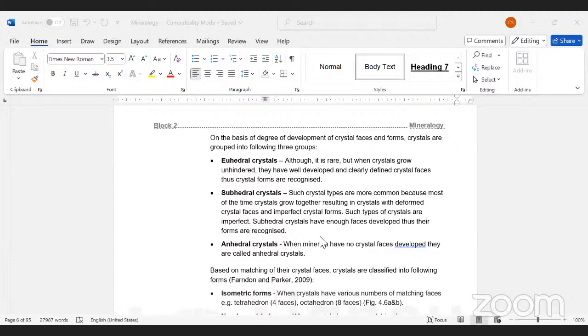The formation is known as subhedral. In an anhedral formation, the minerals have no developed crystal base. They are called anhedral crystals.